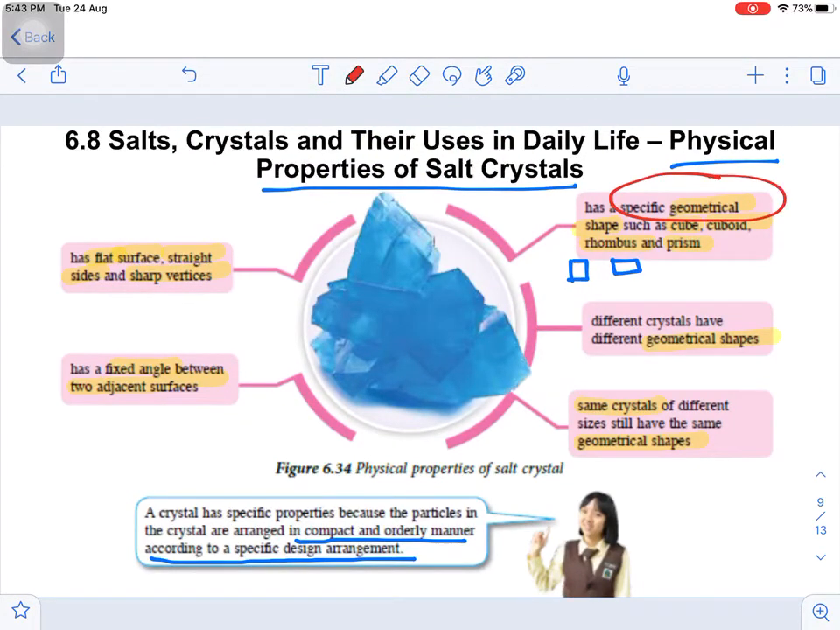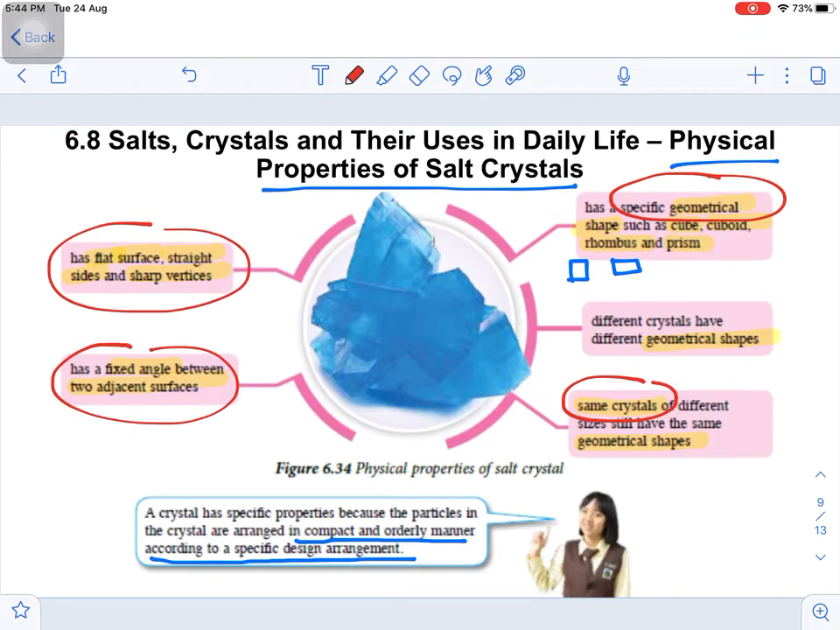Okay. And then dia boleh same different size bagi same crystal, and then fixed angle between two adjacent surface, and then the flat surface, straight side and sharp edges.